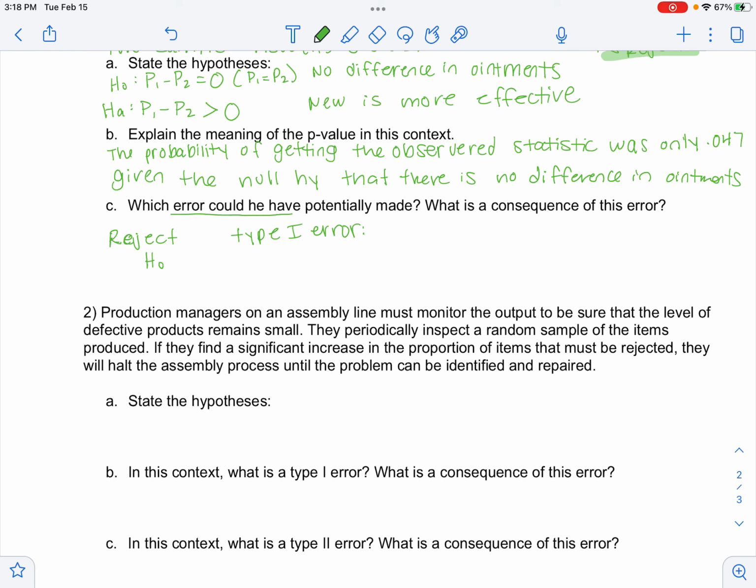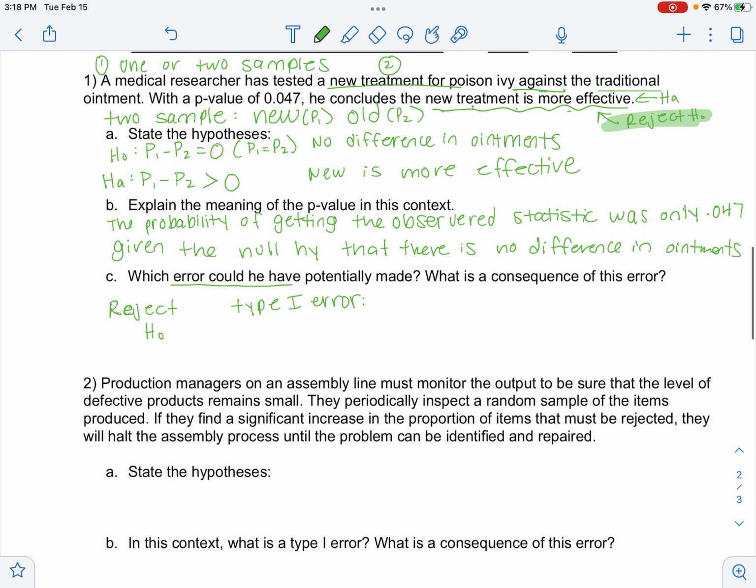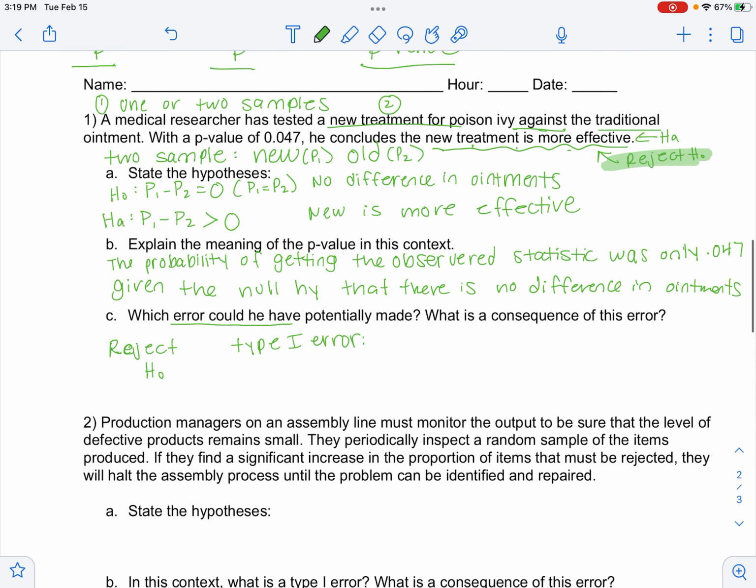Now, what is a consequence of this error? This could be different things. It kind of depends on what you see as consequences. One thing that could be a consequence is maybe because in this type 1 error, the null was rejected even though it's true. That means that there is actually no difference in the ointment. Maybe a lot of people spend money to go out and buy this new fancy ointment when really it's no better than the old one. So there's different consequences you could come up with for concluding that the new treatment is better when really the two are just the same.